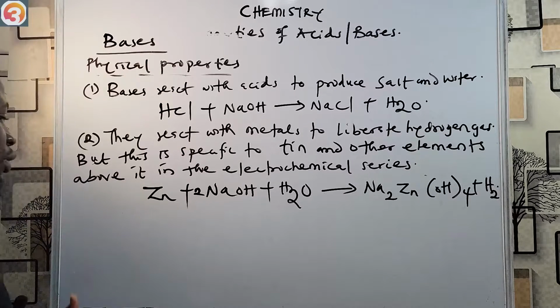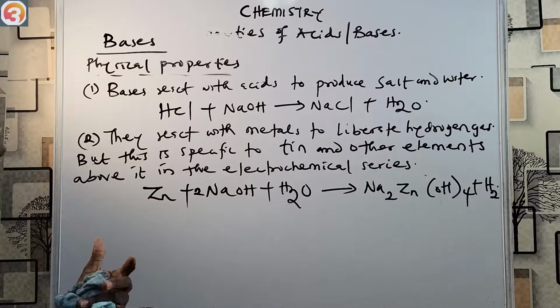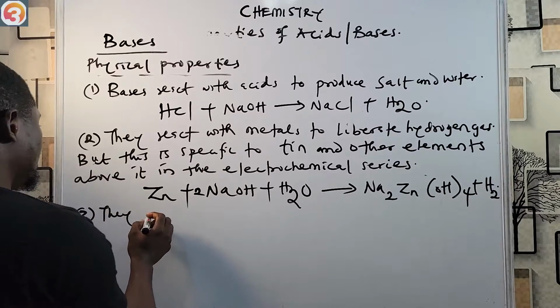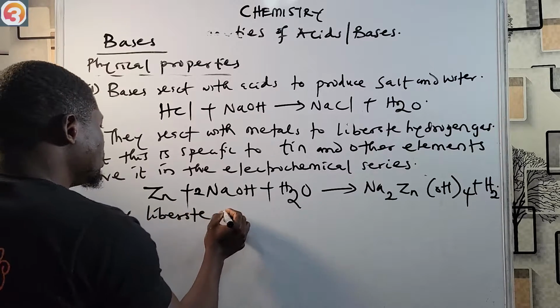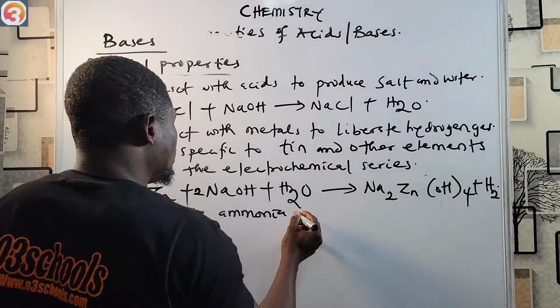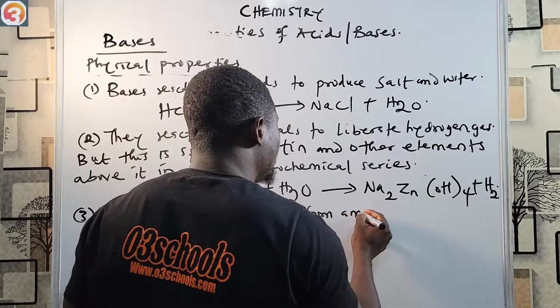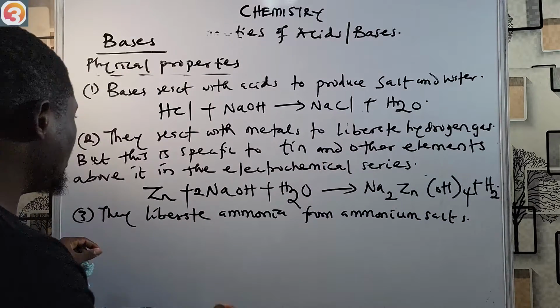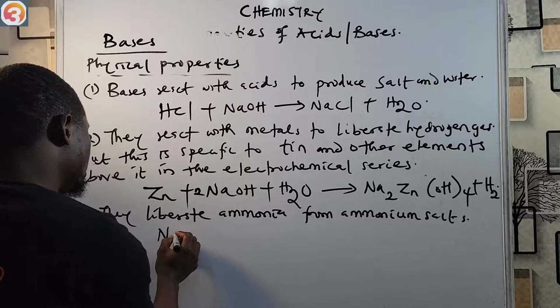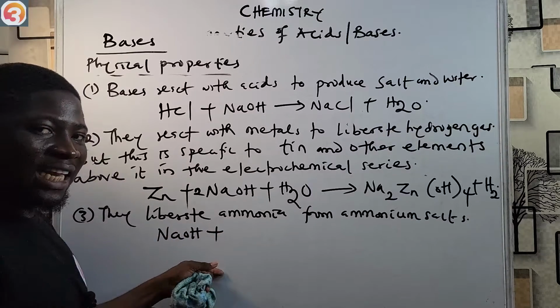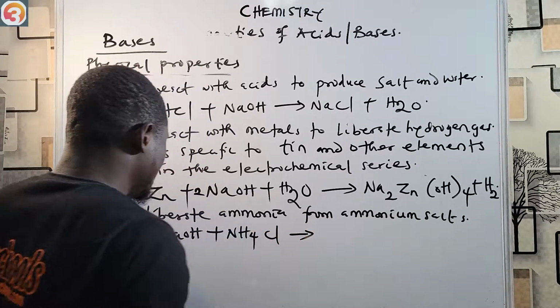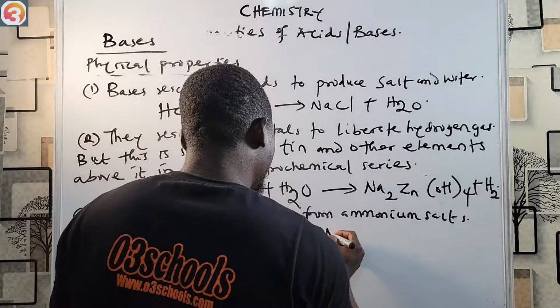Then lastly, they also liberate ammonia. They react with ammonium salts to liberate ammonia. Number 3, they liberate ammonia from ammonium salts. All right. So, for example, if a base like NaOH is reacting with an ammonium salt like NH4Cl, they liberate ammonia. I'm going to have NH3.